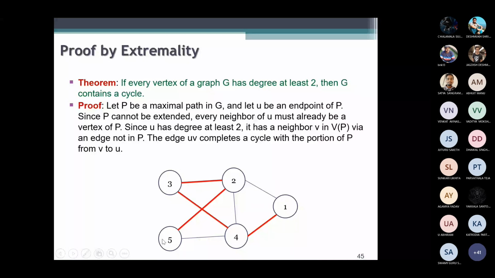If you look at 5, 5 is an end vertex, and a neighbor of 5 is on the path, 2. 4 is in the path, but the 5 4 edge is not in the path, so 5 4 will create a cycle with 5 2 3 4 5. So this is the cycle 5 2 3 4 5. 5 2 3 4 are part of the path, it is the portion of the path, and 5 4 is not in the path, so it creates a cycle. So that is how we use proof of extremality.